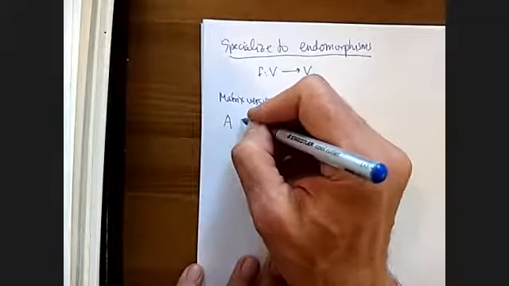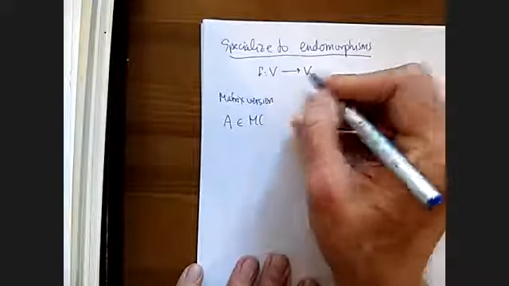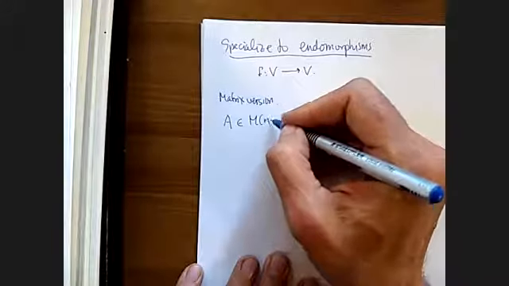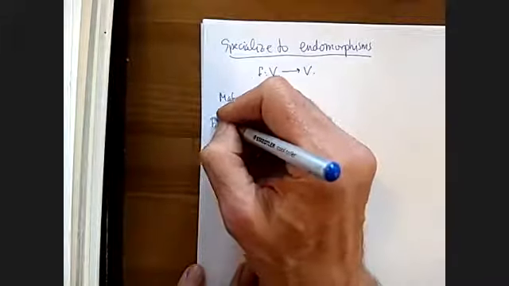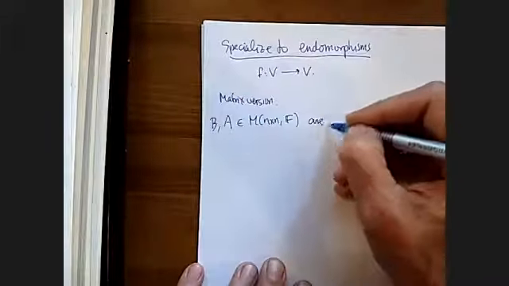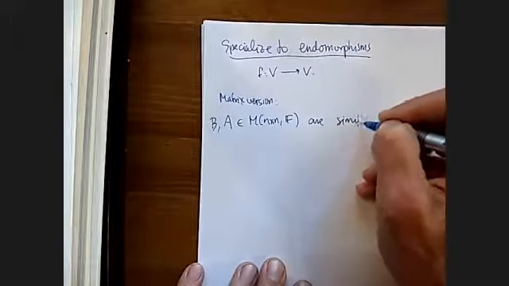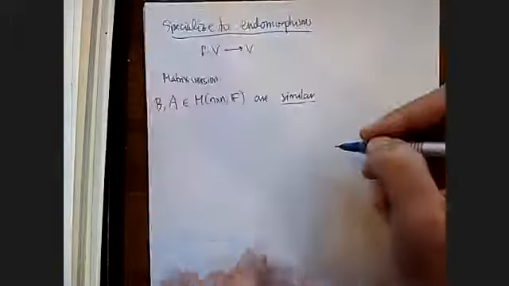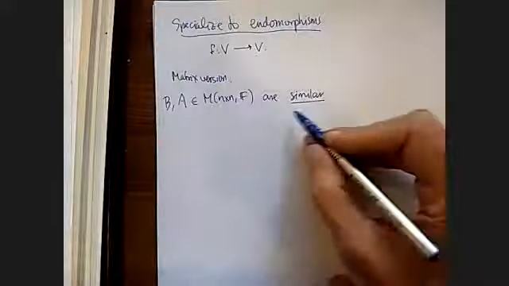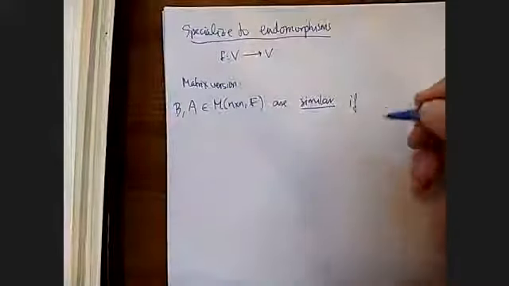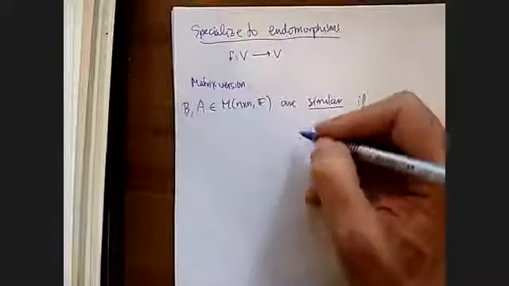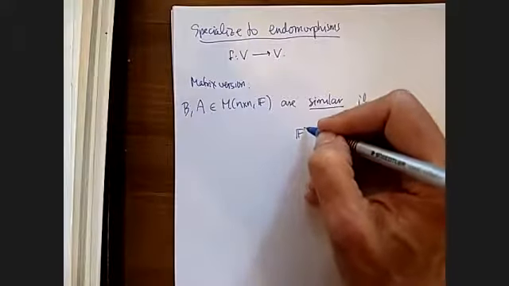So now we're talking about square matrices because they represent endomorphisms. So let's say n by n matrix. And now the equivalence relation is called similarity. So we call B and A similar if we can draw a diagram like this.